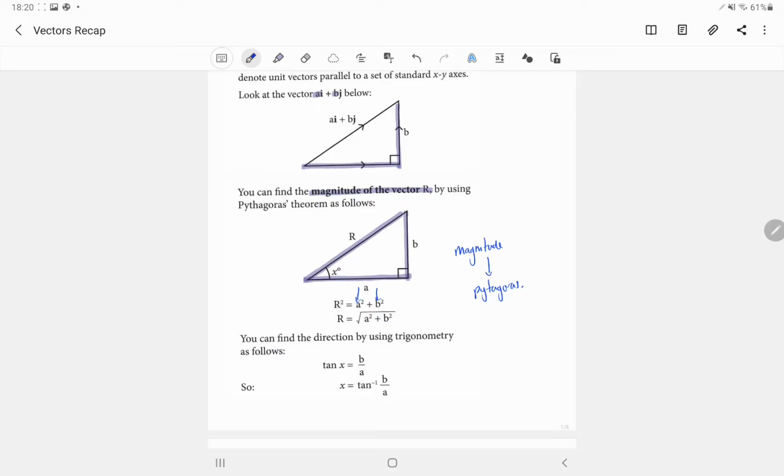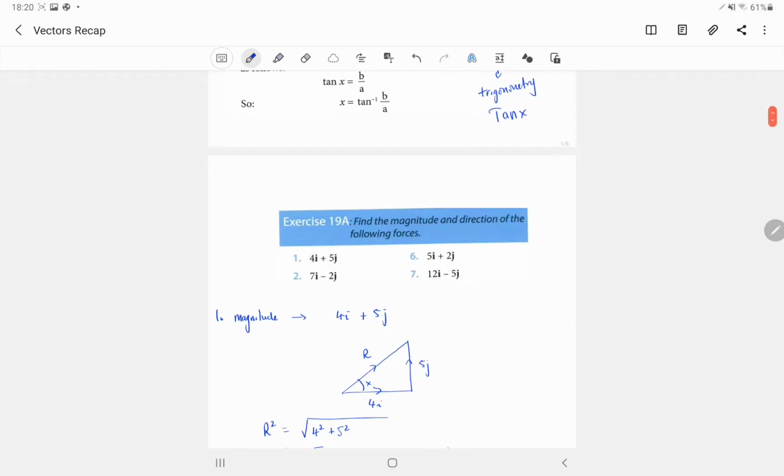You will also be asked to find the direction. Whenever you see direction, think trigonometry. It's just basic trigonometry, and it will always be a tan of x. So, a couple of examples.